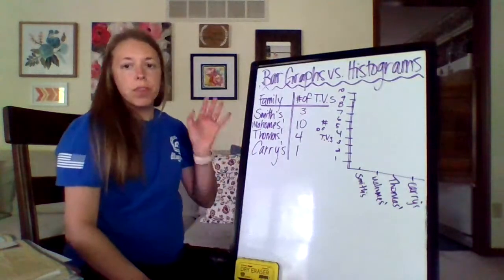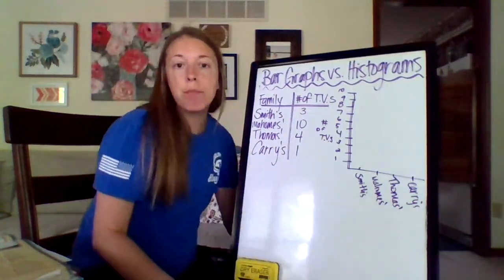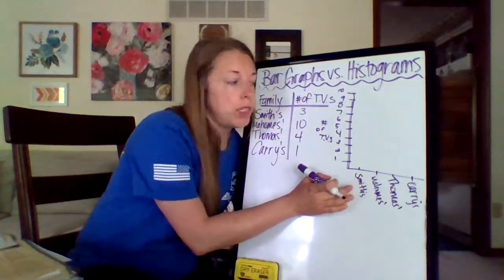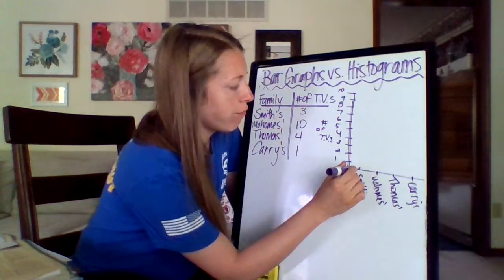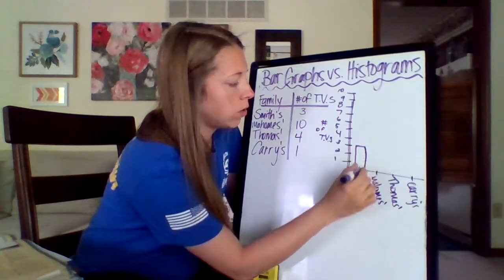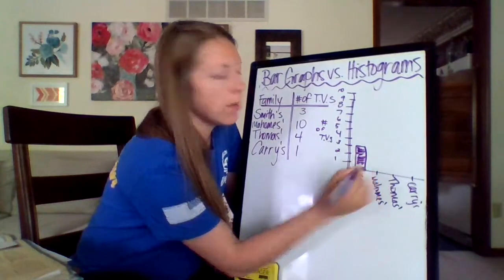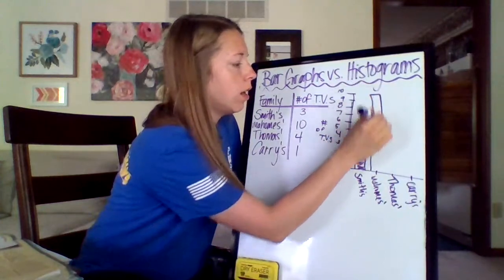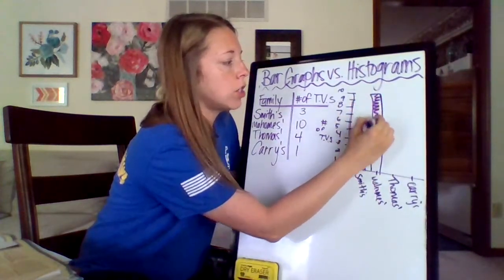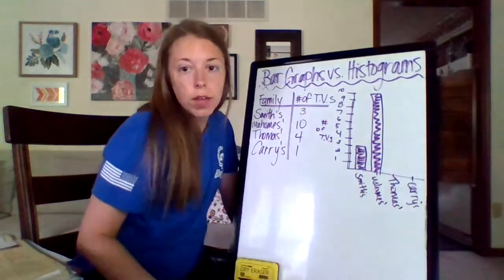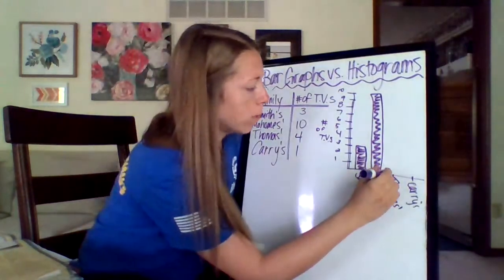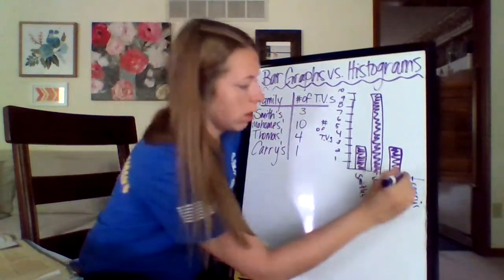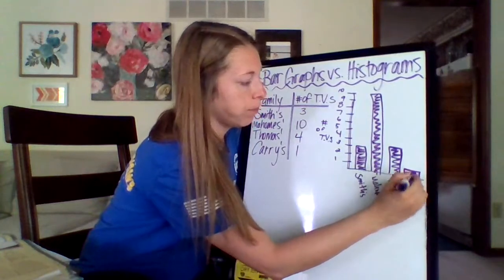All right, so when we have our families listed out like that, we create what we call bars to show how many TVs they have. So for the Smiths, we go up to 3 TVs, and we go straight down, and usually we color in the bar, make it really pretty like that. The Mahomes, we can go up to 10. And notice how my bars are not touching. They're separated like that. The Thomases go up to 4 like this. And the Careys go up to 1 like that.